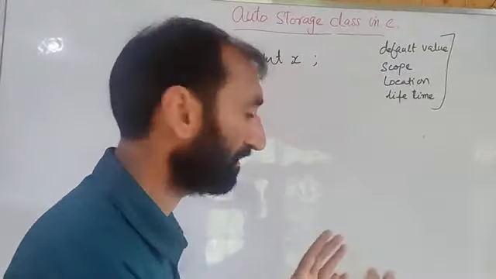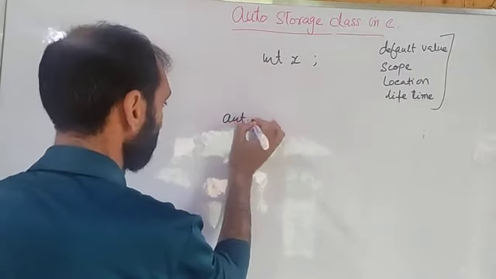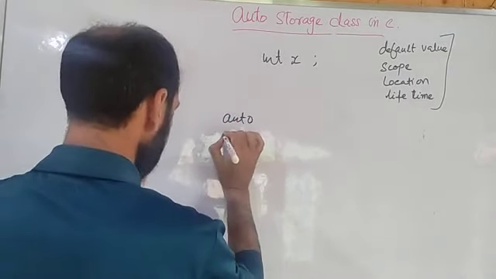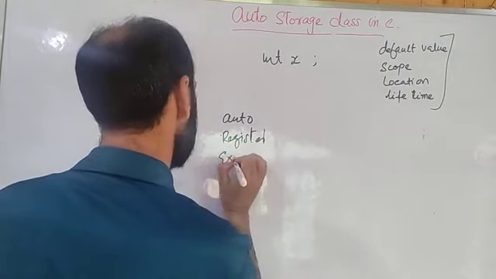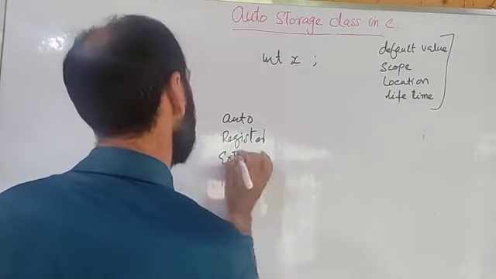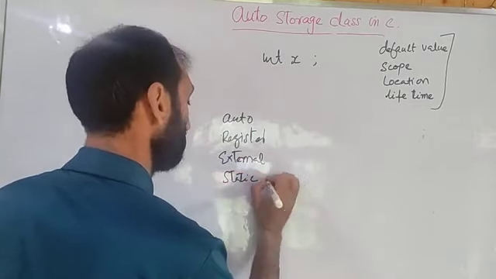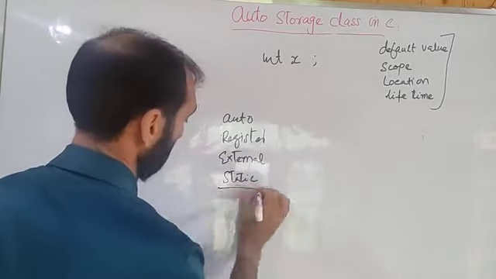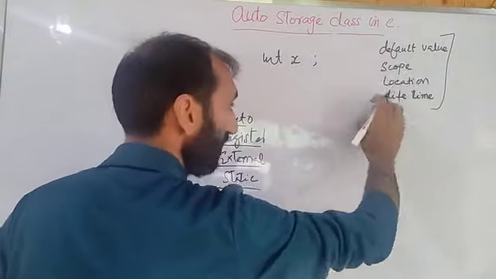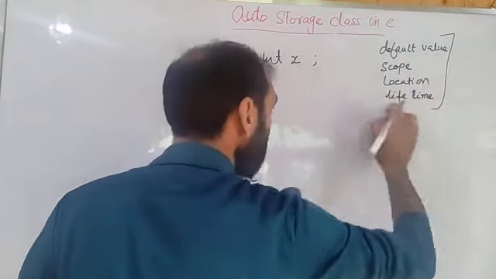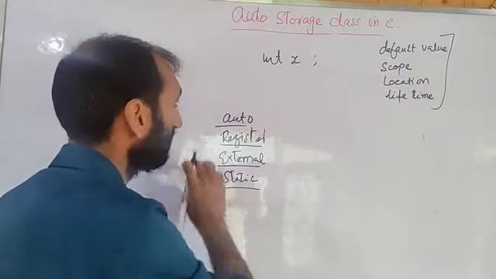And I have told you that there are 4 different types of storage classes: auto storage class, register storage class, external storage class, and static storage class. This information, default value, scope, location, and lifetime, depends upon these storage classes.